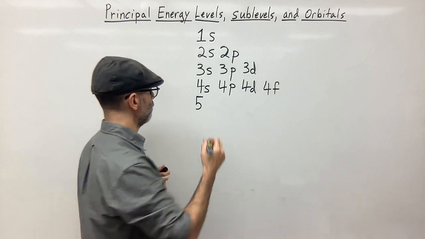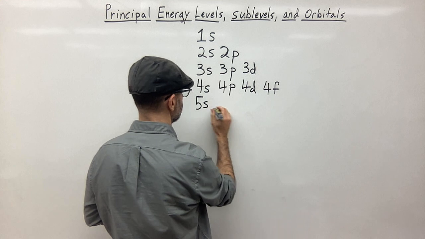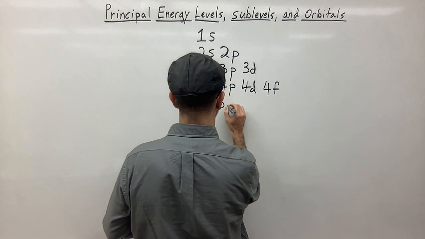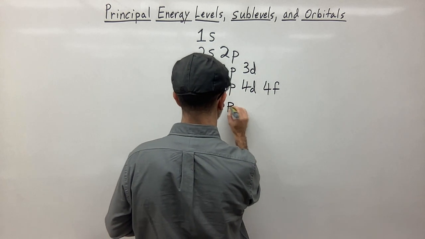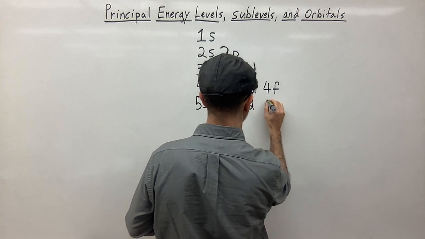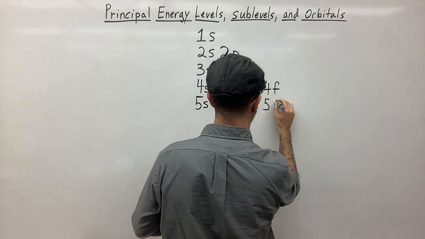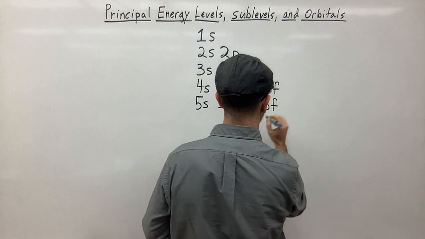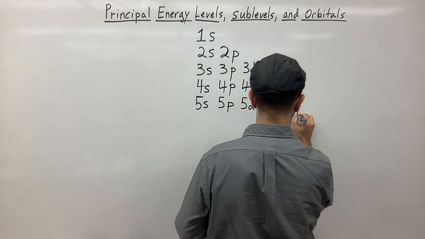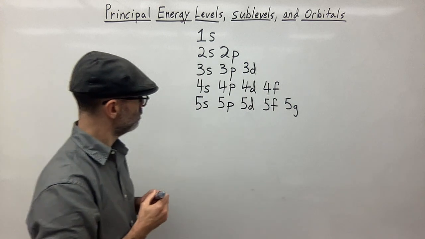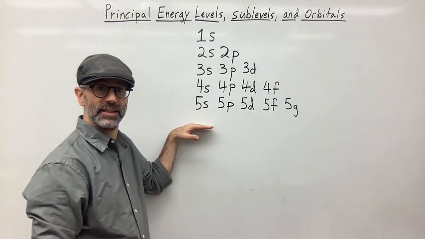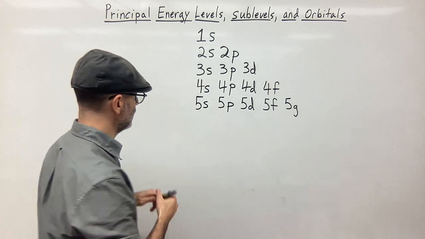So we'll have a 5S, we'll have a 5P, 5D, 5F, and then after F is G. So we're going to have a 5G sublevel. And we keep going. So next after 5 is 6.